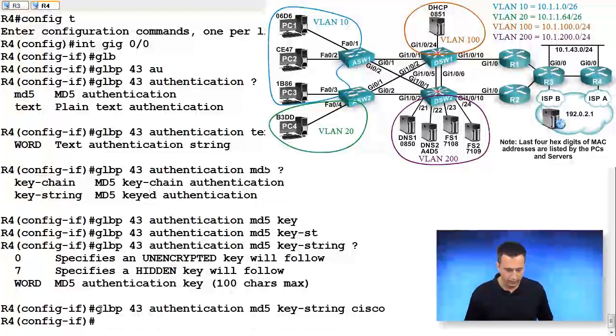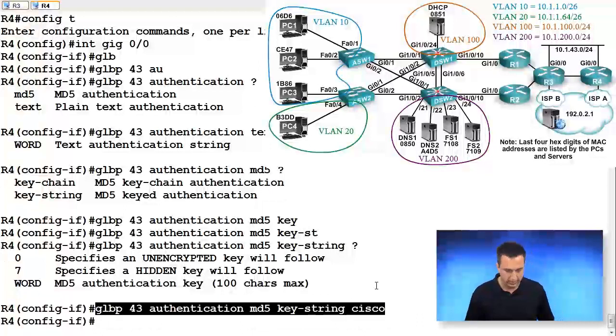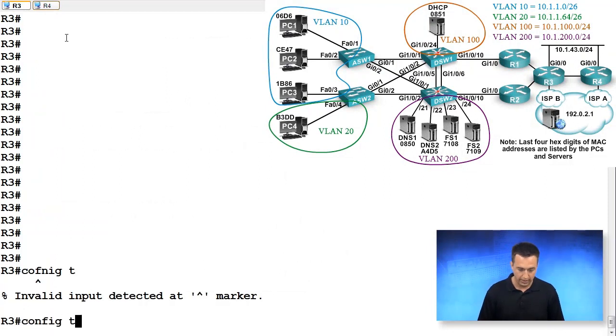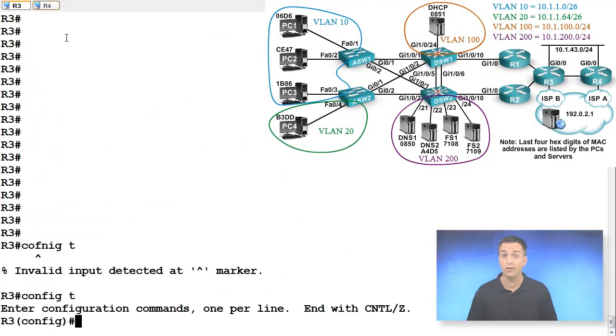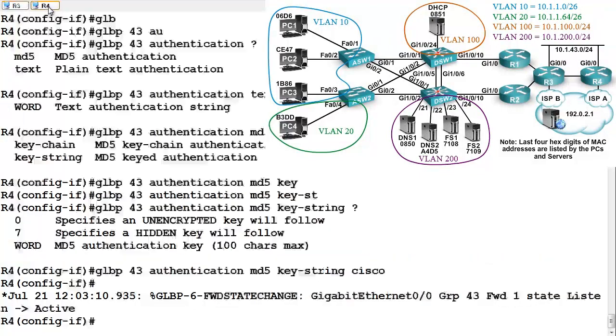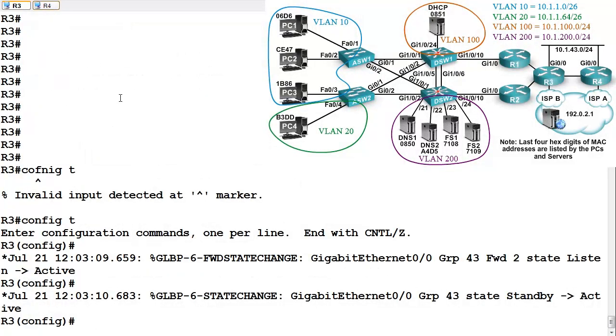And we will copy and paste that over to R3. Because it has to match, or we will no longer be part of the same group. And well, you can see that right here. Because of authentication, we now have 2 active forwarders and 2 AVGs. We have an AVG on R3 because it can't understand R4's hello packets because the authentication doesn't match, and vice versa. So we have 2 AVGs.